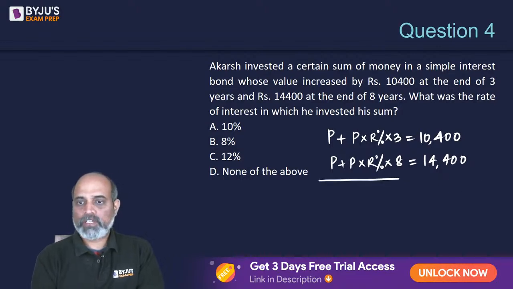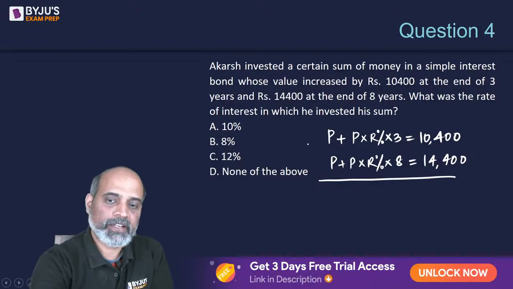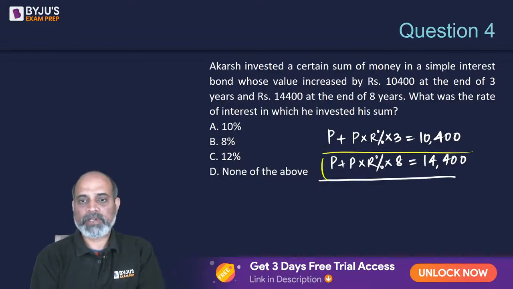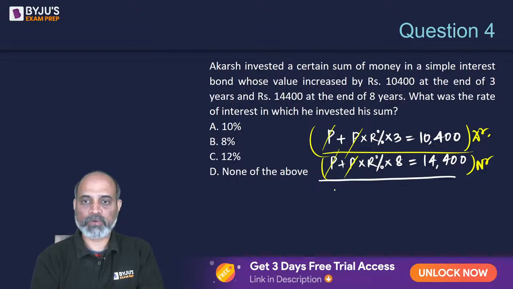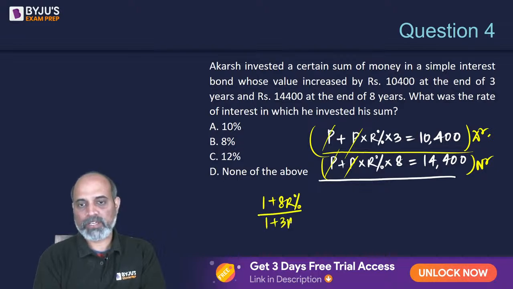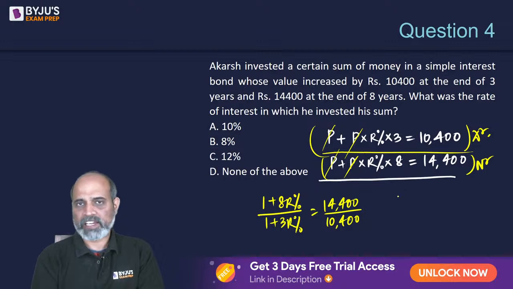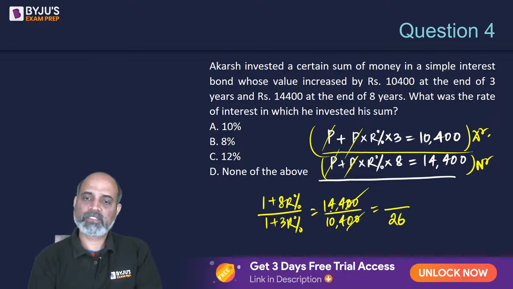So we can solve this. All we need to do is divide. Okay, so I'm taking this as numerator and the other as the denominator. So when I do the division, P will cancel out throughout. So I will be left with 1 plus 8% divided by 1 plus 3%. That will result in 14,400 divided by 10,400. So we can get rid of 2 zeros which are there in both. Now we can get rid of 4 also, so that this becomes 26.